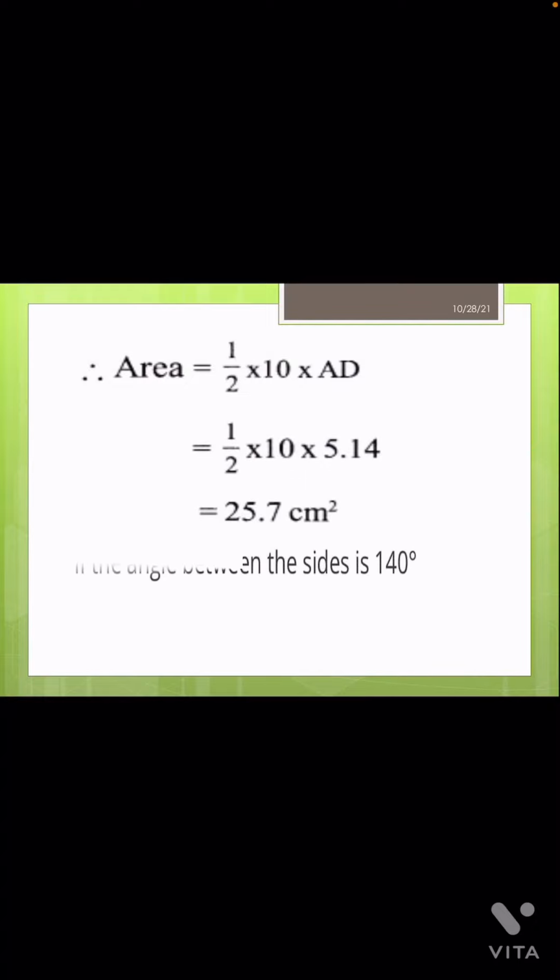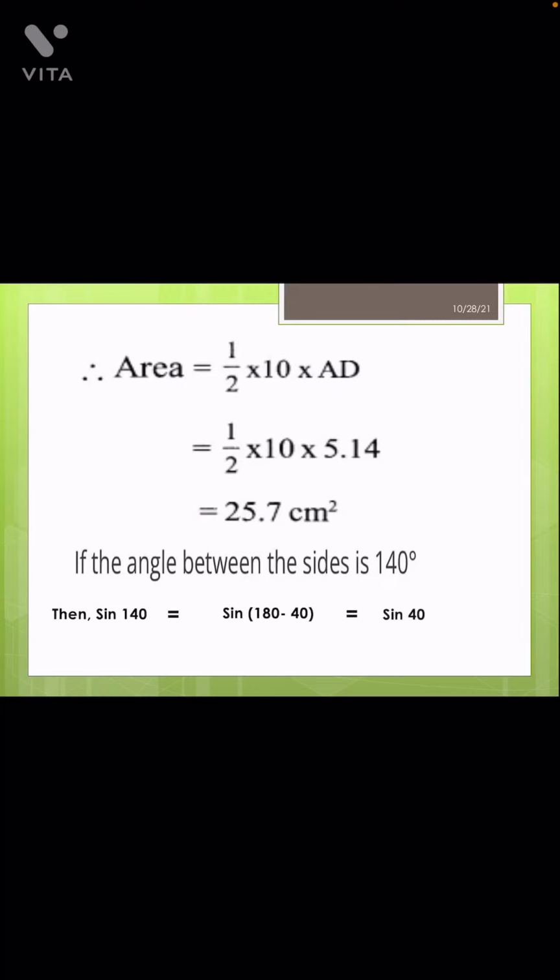And it is given that if the angle between the sides is 140 degree, then it will be sine 140. Sine 140 is equal to sine 180 minus 40. That is sine 40 only. The area of the triangle will be same.